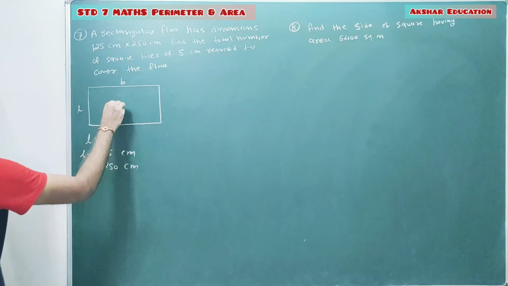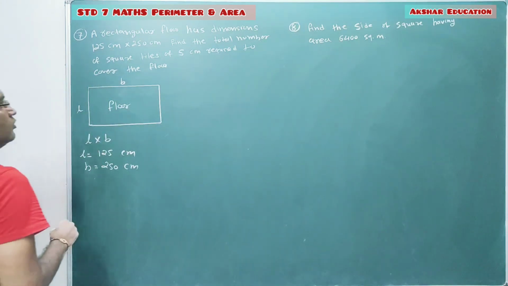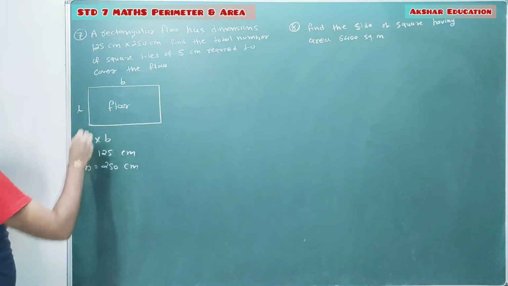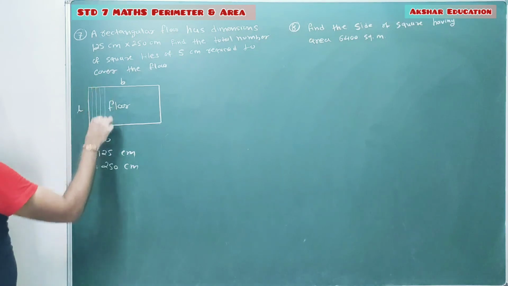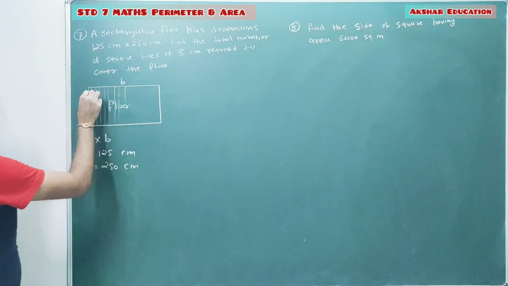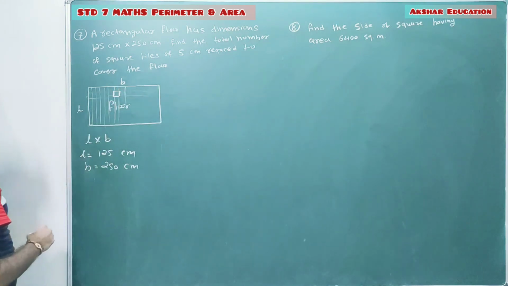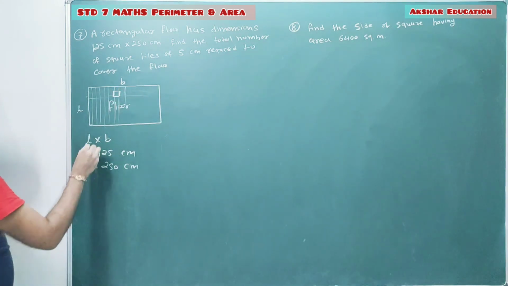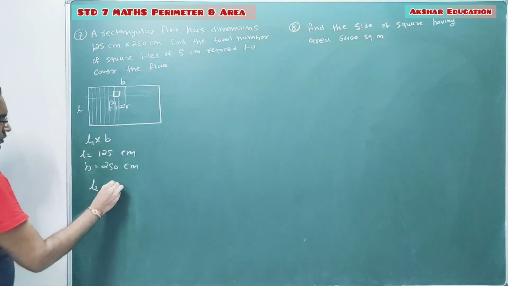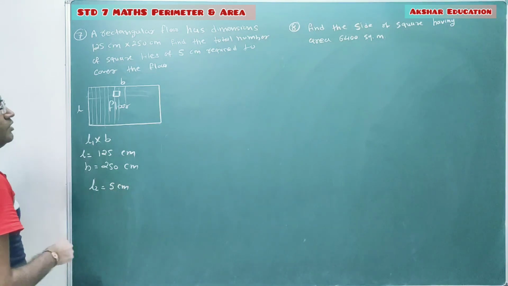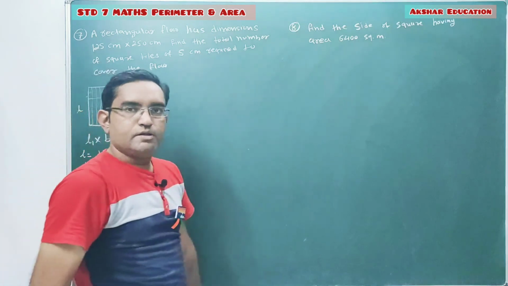This is our rectangular floor. Now you have to find the total number of square tiles of 5 centimeter required to cover the floor. You have to cover this floor with rectangular tiles. So the dimension of this one tile is given, and that is equal to 5 centimeter. Suppose the length of the tile is L2, which is 5 centimeter. So you have to find the total number of tiles required to cover this floor.